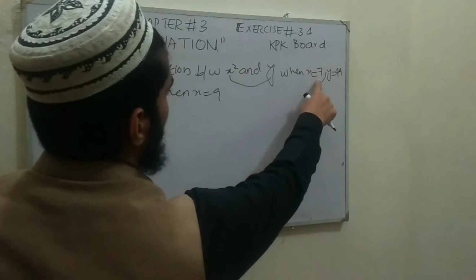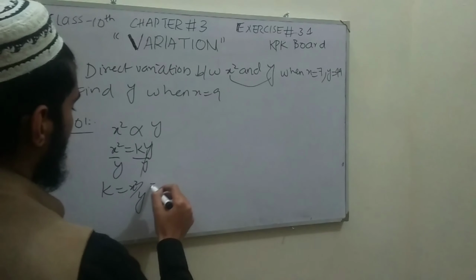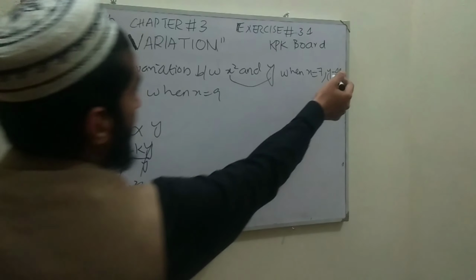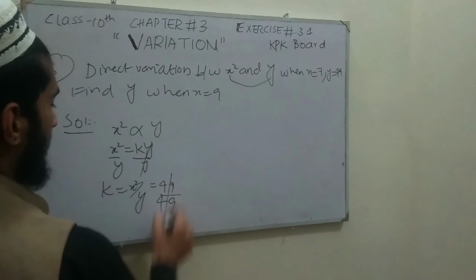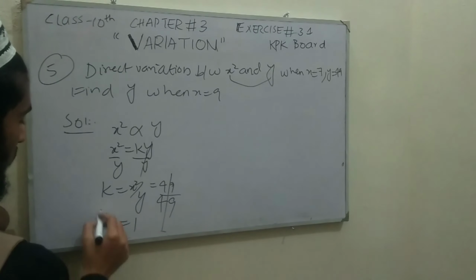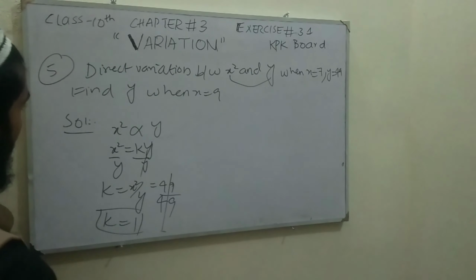The value of x is equal to 7. So 7 square gives us 49 divided by y, which is 49. So 49 divided by 49 gives us 1. So the value of k is equal to 1. But we are not interested in the constant. We are interested in y when x is equal to 9.